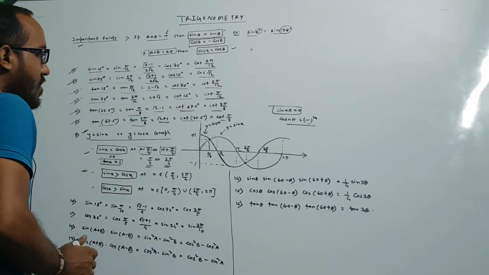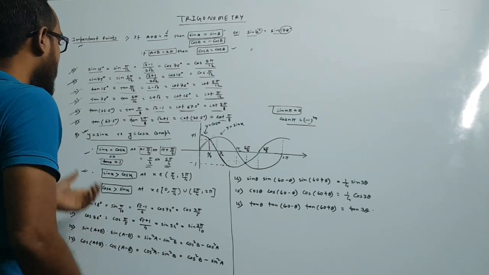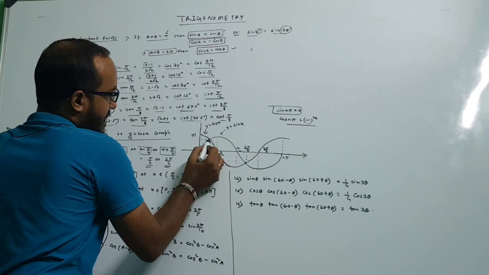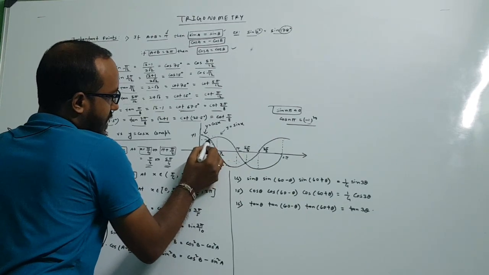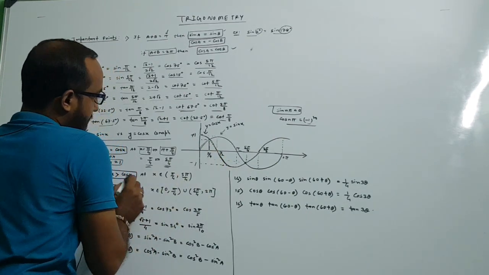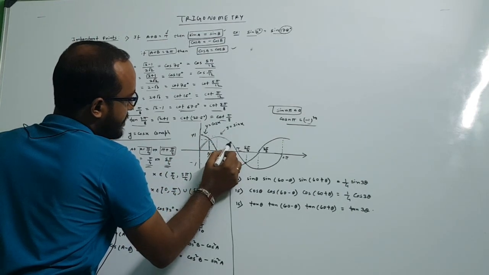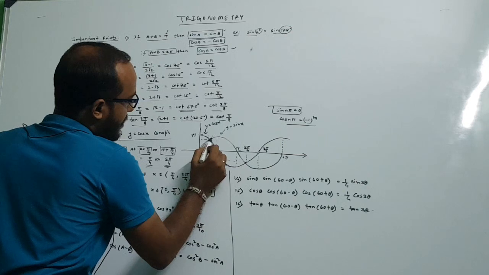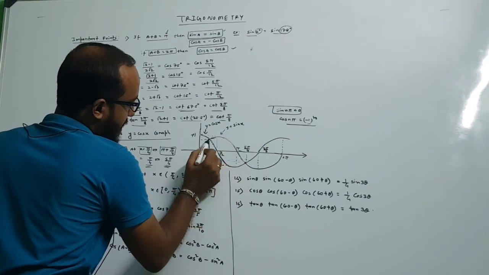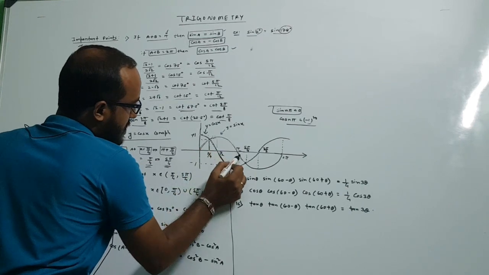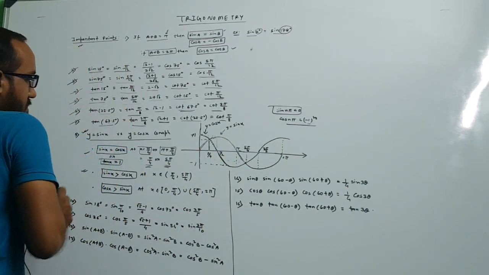Sin x greater than cos x. Where? From the graph you can see that at pi by 4, sin x and cos x both are equal. Sin x greater than cos x. This is the curve of sin x. So from this interval, from this to this, sin x is greater than cos x. This is the curve of cos x. So from this to this, sin x is greater than cos x.